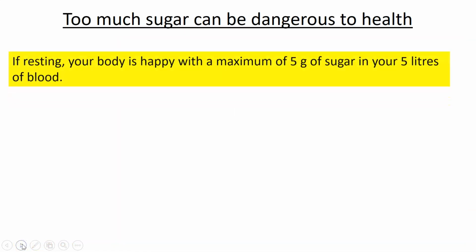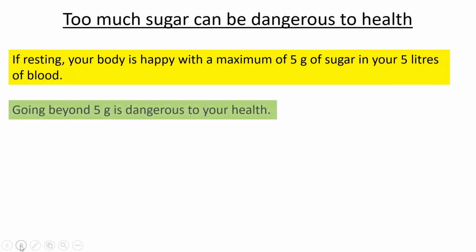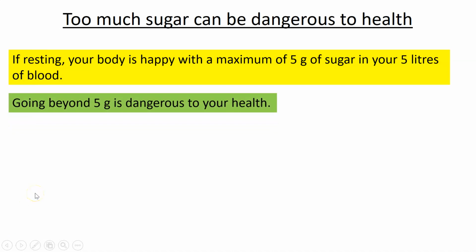Now, we know that too much sugar is dangerous to health, but why? If resting, your body is happy with a maximum of 5 grams of sugar, so a teaspoon of sugar in the complete 5 liters of blood. Going beyond 5 grams is dangerous to your health.